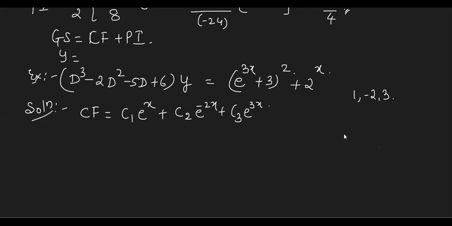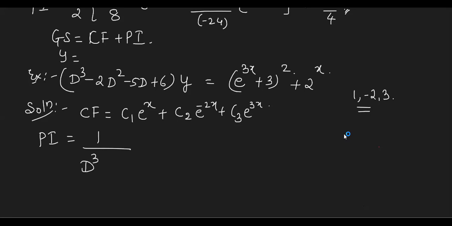So for this equation, if you write the auxiliary equation, the roots are 1, minus 2, 3. All are real and distinct. So CF is given like this. You have to do it by synthetic division and show it, else marks will be deducted. Okay, let us find PI.